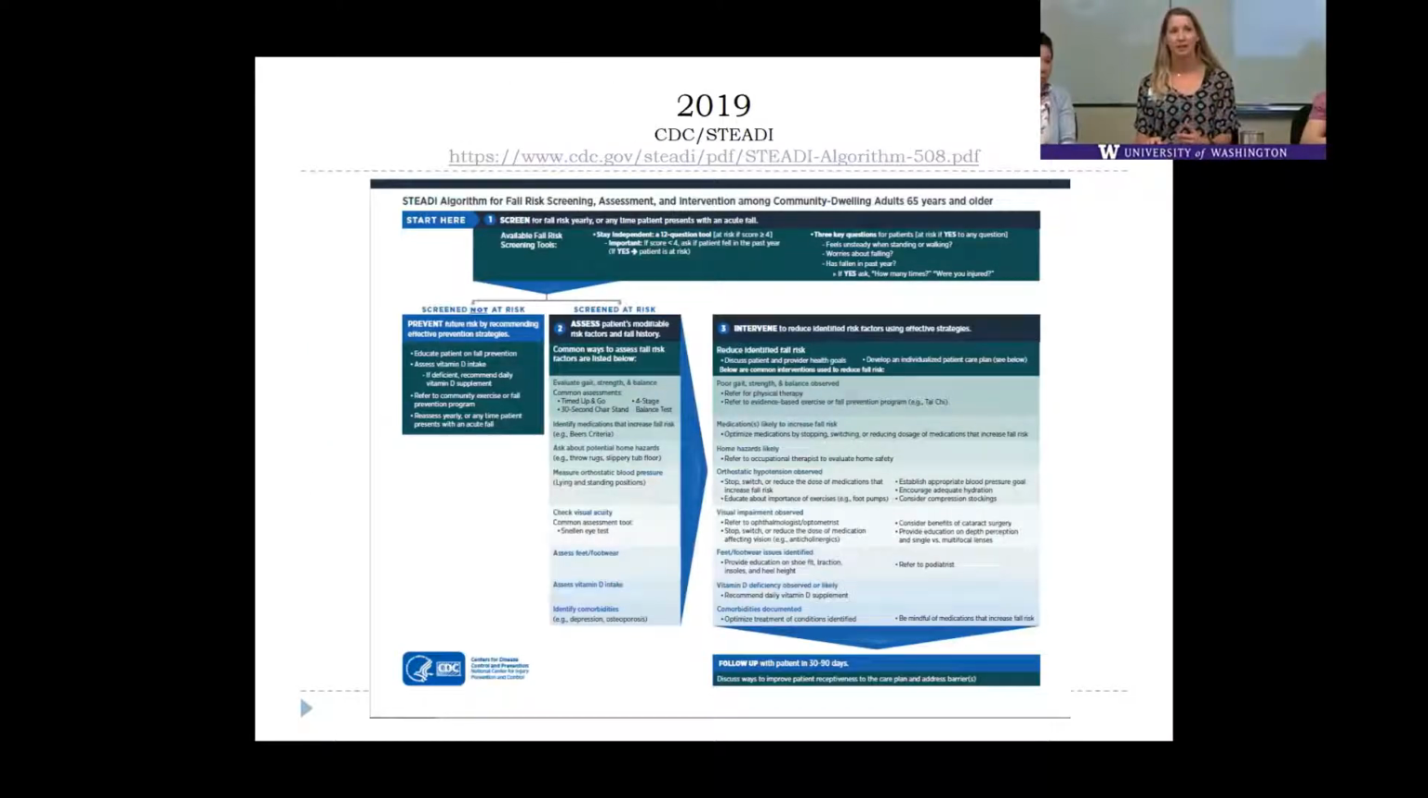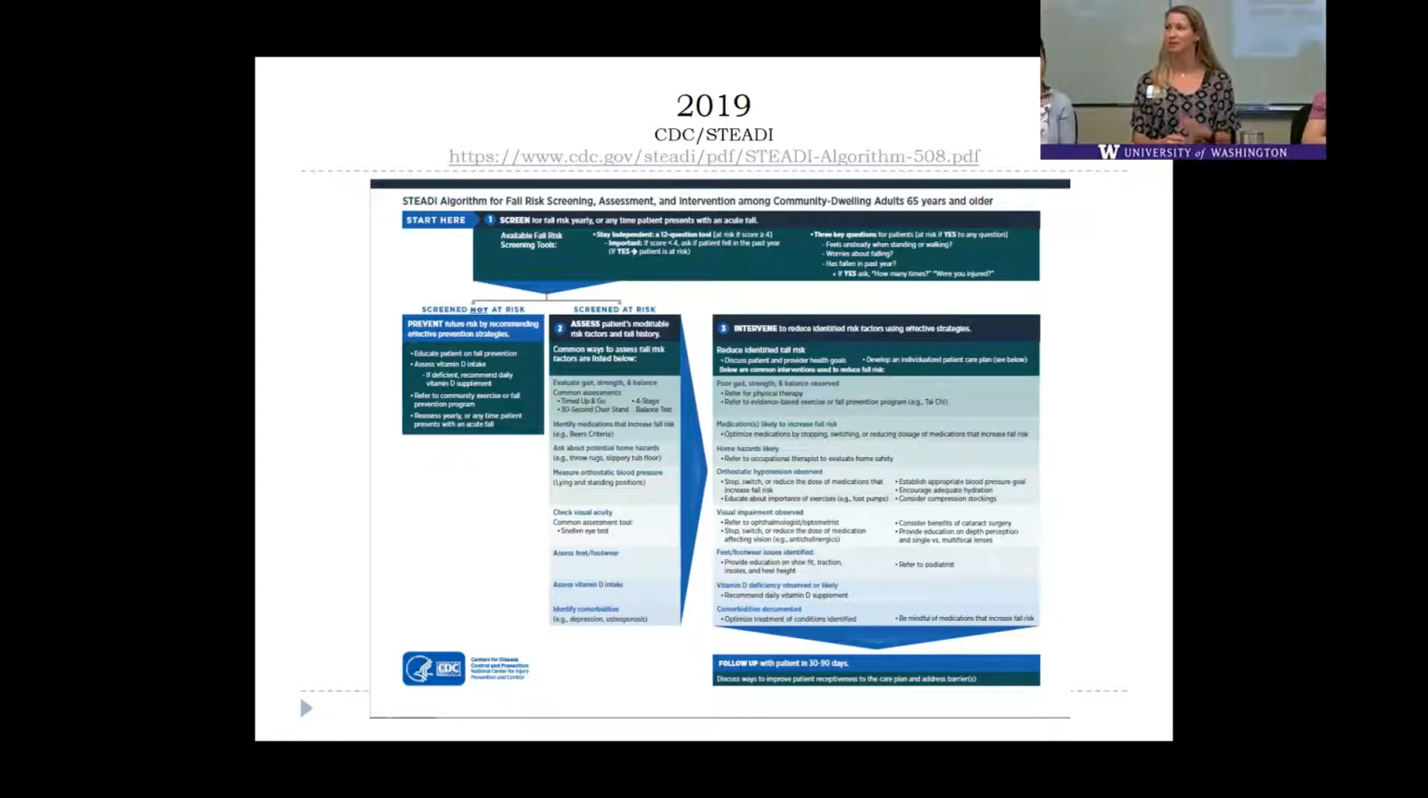We're going to come back to this slide, but I wanted to tell you just really quickly where I'm gathering my information from. And this is all going to be in the supplemental material, but this is the CDC's latest algorithm on fall prevention screening and intervention. And I think they've streamlined it a little bit from their last version.